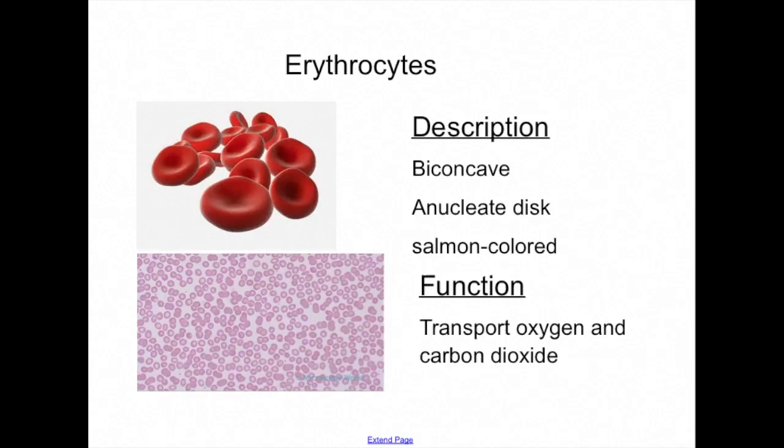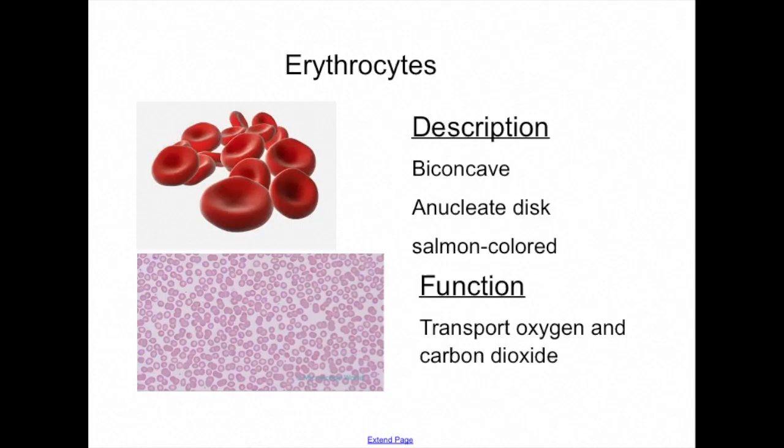Erythrocytes, also known as red blood cells, are biconcave, anucleate discs, which means they don't have a nucleus. They are salmon colored and have a diameter of about 7 to 8 nanometers. Their function is to carry oxygen to the body tissues and carry away some of the carbon dioxide. Their duration of development is about 15 days, and their typical lifespan is about 100 to 120 days.